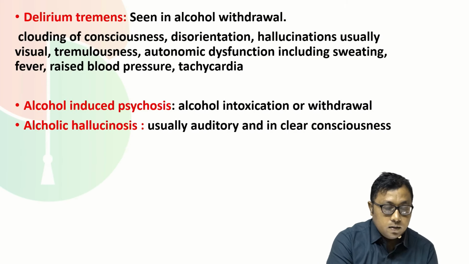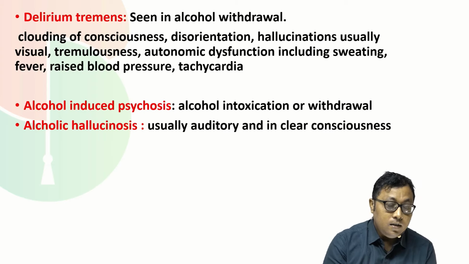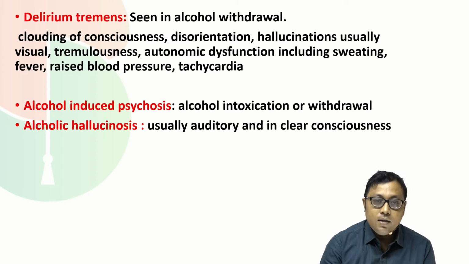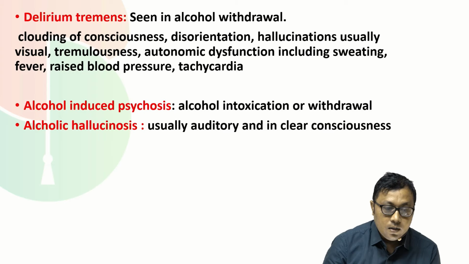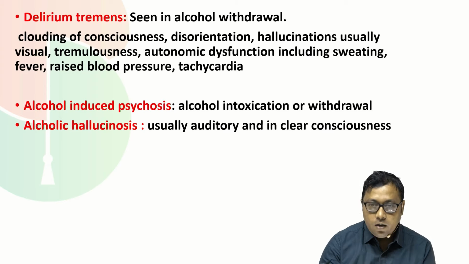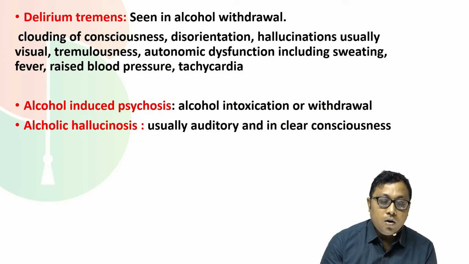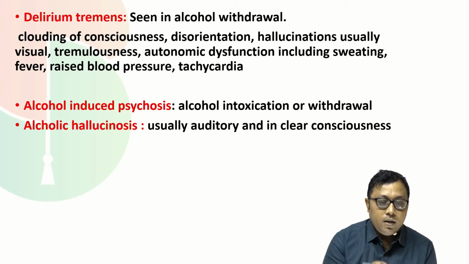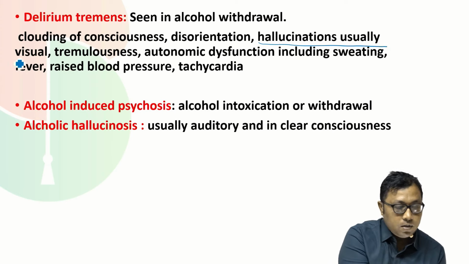In alcoholism there are different conditions like delirium tremens, alcohol-induced psychosis, and alcohol hallucinosis. The most common visual hallucination we can see is in a condition called delirium tremens, which is seen in alcohol withdrawal. In that condition we see clouding of consciousness, disorientation to time, place, person, and hallucination usually visual, like the person can see another person or someone talking or other things, and tremor of the whole body, autonomic dysfunction including sweating, fever, raised blood pressure, and tachycardia. So in delirium tremens we can see hallucination, most commonly visual hallucination.